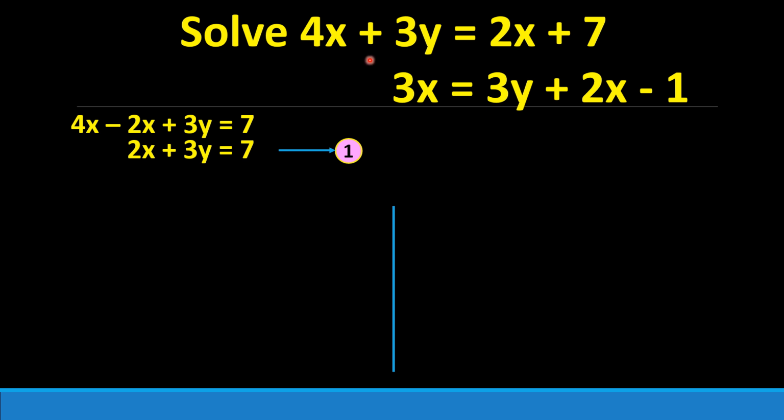Now coming to the second equation, here also there is 3x and 2x. So let us subtract this 2x from this 3x. So that is 3x minus 2x minus 3y is equal to minus 1.